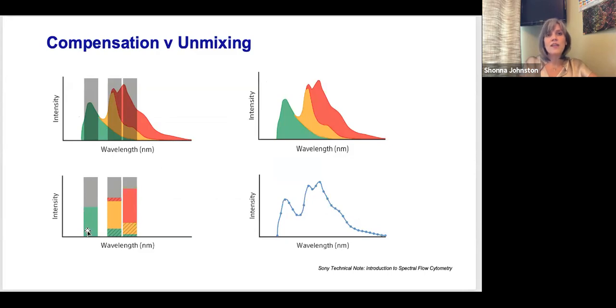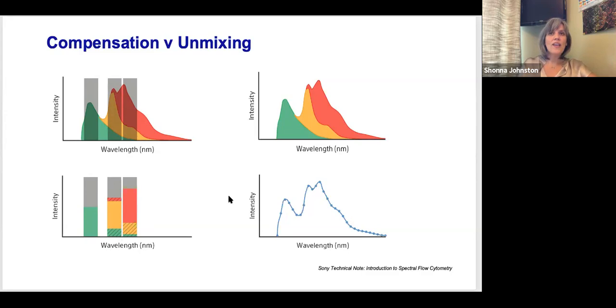So you can see that in detector 1, say, it's mainly just the green fluorescence that we're seeing. And then in detector 2, it's mainly the yellow with just a little bit of red and green coming through. And in the last detector here, detector 3, it's mainly red that we're actually seeing.